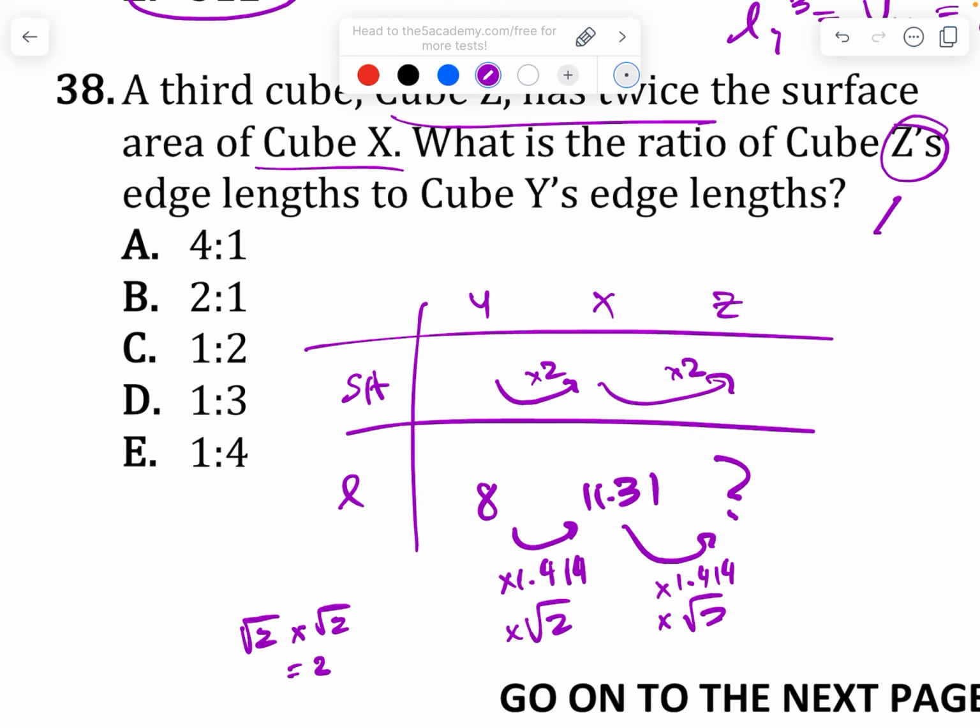Because z is going to be larger than y. You can't say 1 to 2 because z is bigger than y. We're looking for z to y. This is z to y. This is y to z because y is smaller than z. So your answer is going to be B.